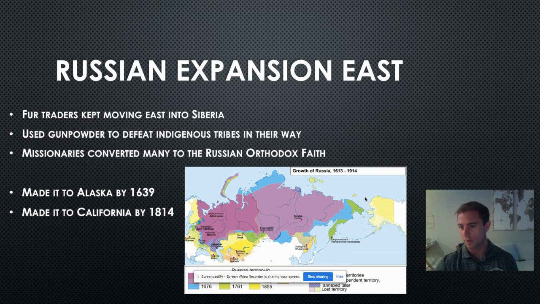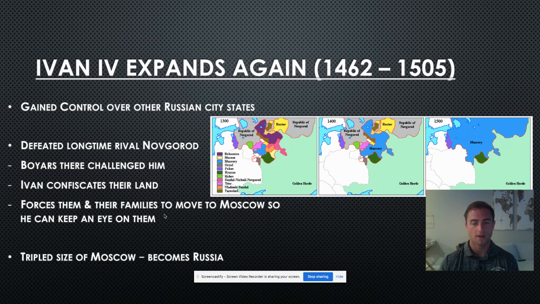One, gunpowder weapons. Two, disease. And disease, unfortunately, is going to wipe out many peoples of indigenous tribes along the way. The people that aren't wiped out initially by disease or gunpowder weapons are going to be looked to be converted by Russian missionaries, which is another thing that we see in North America as well. Russia moving into Alaska, they move all the way down to California by 1814. So Russia expands east tremendously during this time period.